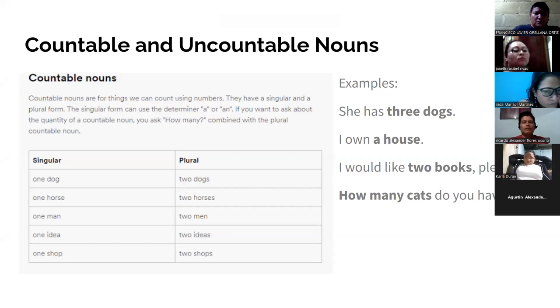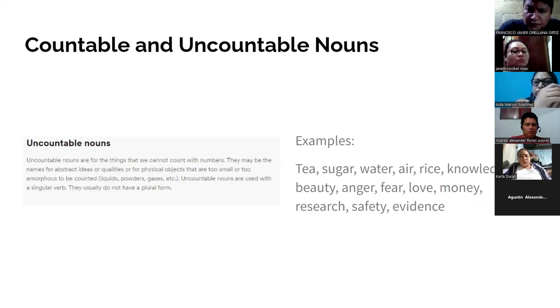Singular, one dog. Plural, two dogs. Entonces los podemos pluralizar, ¿verdad? One horse, two horses. One man, two men. One idea, two ideas. One shop, two shops, right? Y estos son ejemplos, ¿verdad? She has three dogs. I own a house. I would like two books, please. How many cats do you have? Y tenemos también contables, incontables, irregulares, ¿verdad? Now, no sé si pueden alcanzar a ver la letra o quieren que se los lea.